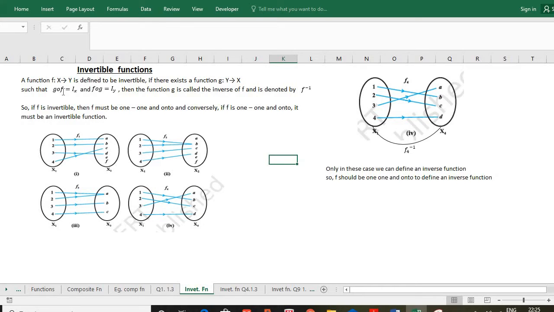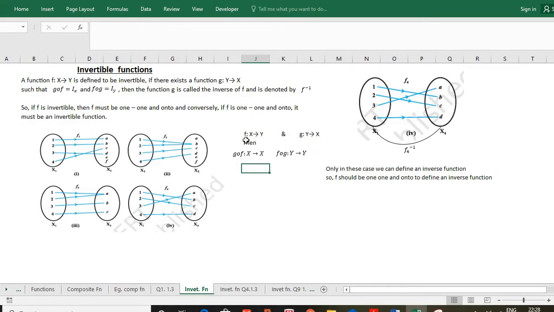So what do we mean by gof is equal to Ix? It means gof function is working as an identity function. It means under gof, if you take the image of any member, you will get the member itself. Similarly, under fog, if you take an element, you will get the member itself. It is also working as an identity.